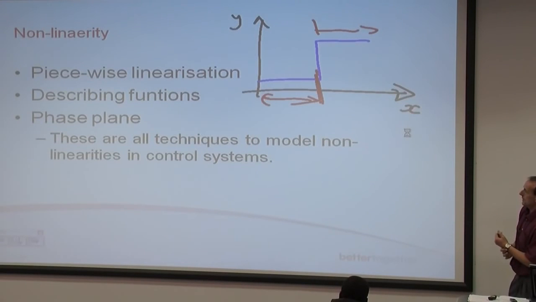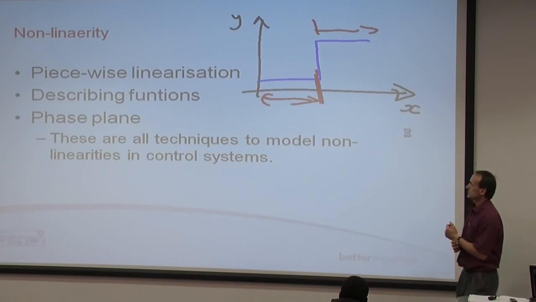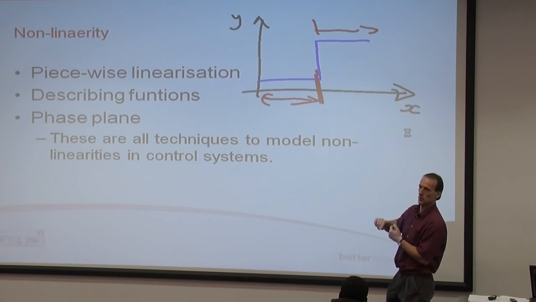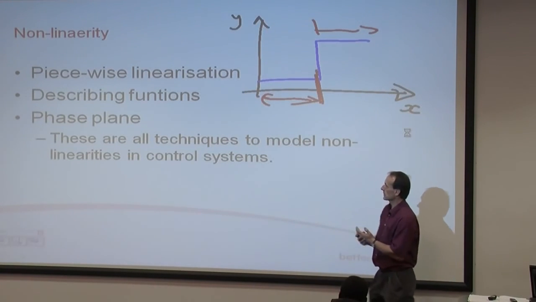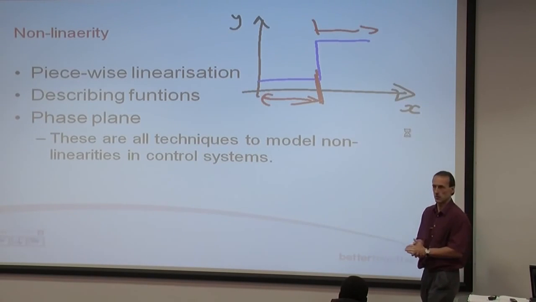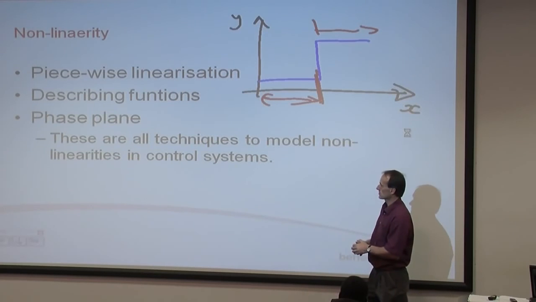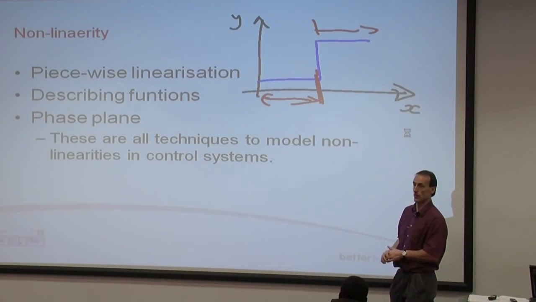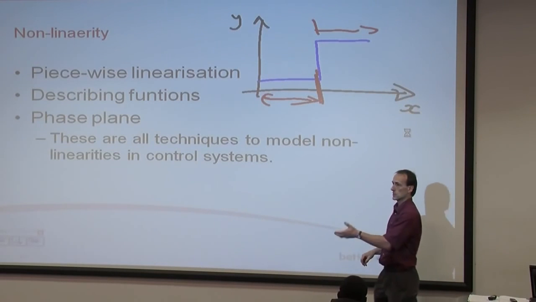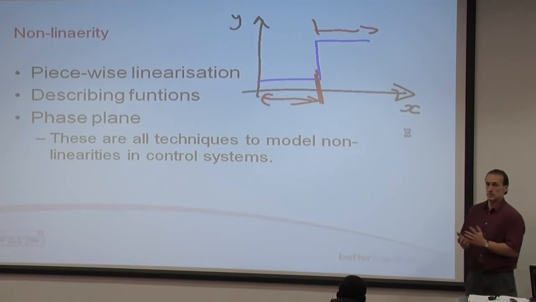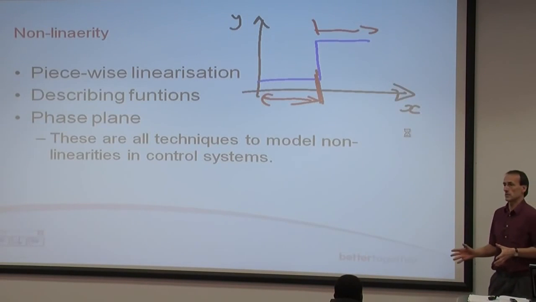The other one is phase plane. I've got that wrong. Phase plane is the pictorial one, beg your pardon. Phase plane is to do with looking at what happens to the state variables as things change around, and that's the one where you glue the two pictures together. Sorry about that. Okay, describing functions is a mathematical technique. Again, this is stuff we don't have time to talk about.